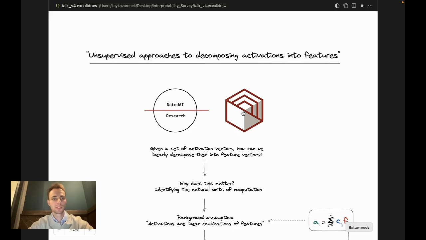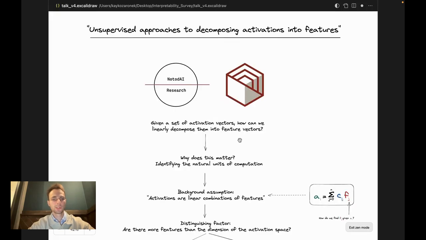Hello everybody. Today I will be talking about a recent piece of work that we've been conducting on unsupervised approaches to decomposing activations into features. This work has been done as part of the Not to Die research team, which has been supported by Sir Matt. Now the main question we want to ask is, given a set of activation vectors, how can we linearly decompose them into feature vectors?